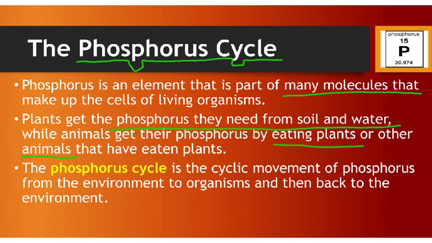So the nitrogen cycle showed how nitrogen cycles around an ecosystem. The carbon cycle showed how carbon cycled around an ecosystem. The phosphorus cycle shows how phosphorus moves around an ecosystem, around the environment, from the environment to organisms, and then back from organisms to the environment.